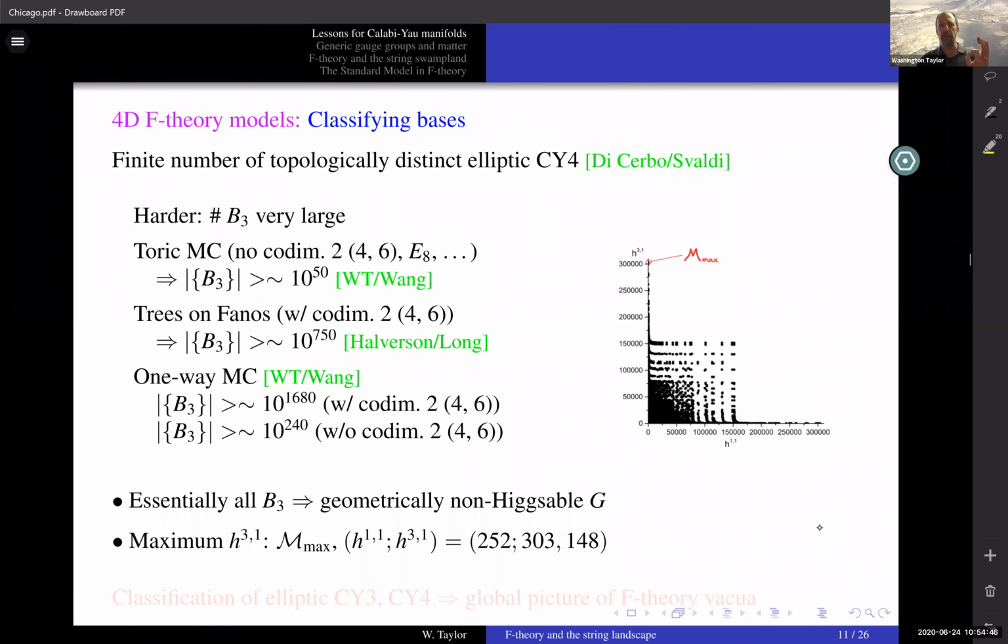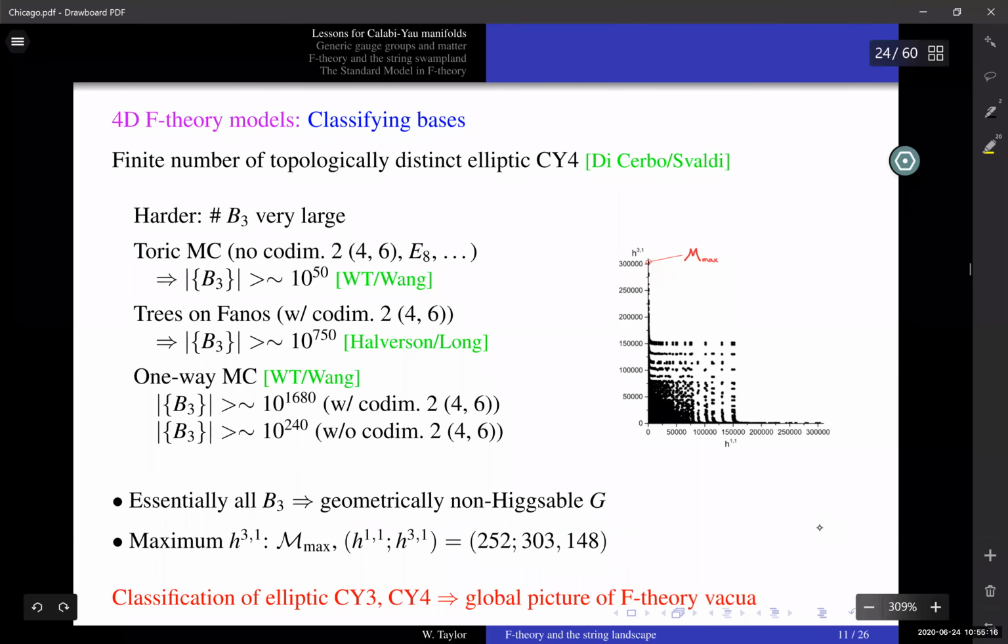An interesting point, which I'll come back to, is that essentially all of the bases, both bases that are surfaces and threefolds, support these things I mentioned, the geometrically non-Higgsable gauge groups, which has some interesting physics consequences. I'll just mention this point up here, analogous to the one I mentioned in my answer to your question, Emil, about the generic elliptic fibration over F12, the one with the biggest h31 has an h31 of 300,000, and that'll play an interesting role in my comments later on the standard model.